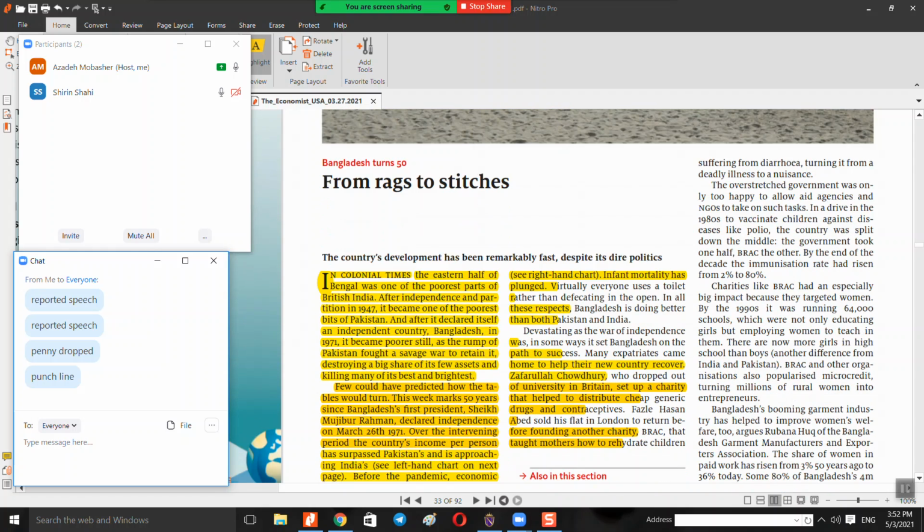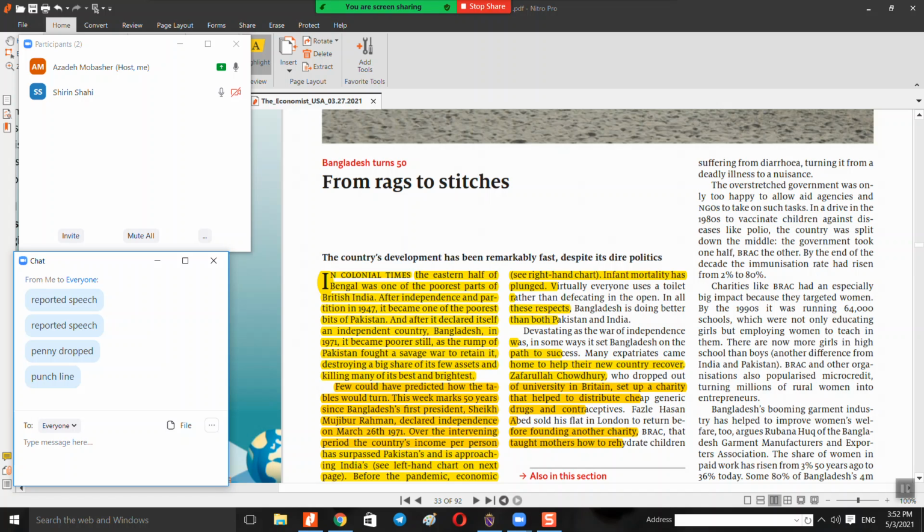Can you see the screen? Yes. Okay. All right. Who wants to go first? Now? No, not first. Who wants to read this one? Me. Okay, please. Read the title first. Bangladesh turns 50. Yes, 50. Bangladesh turns 50. What does it mean? Bangladesh enters its 50th year. Very good. Yes, exactly.